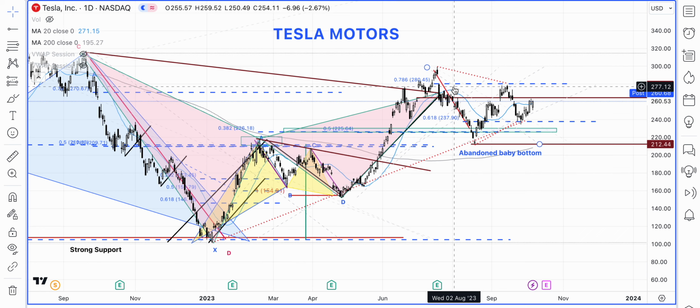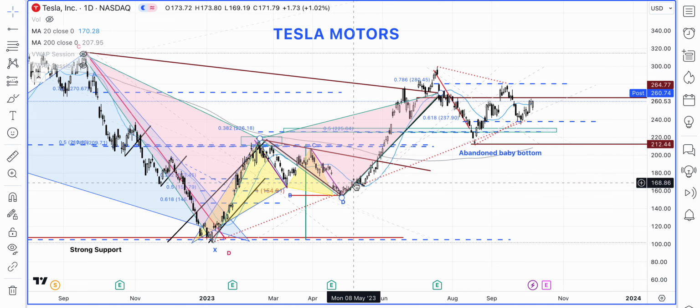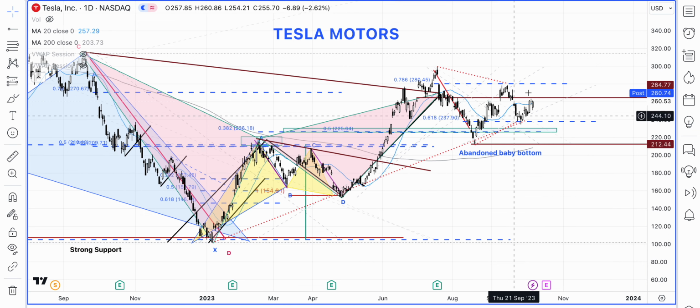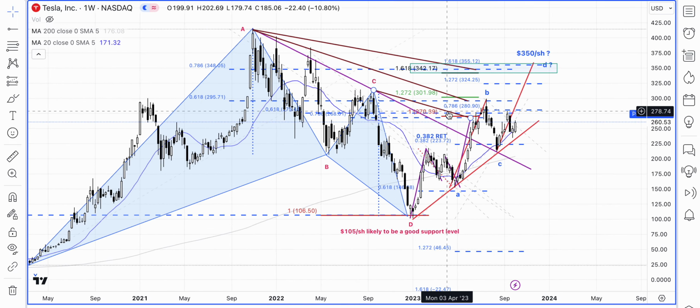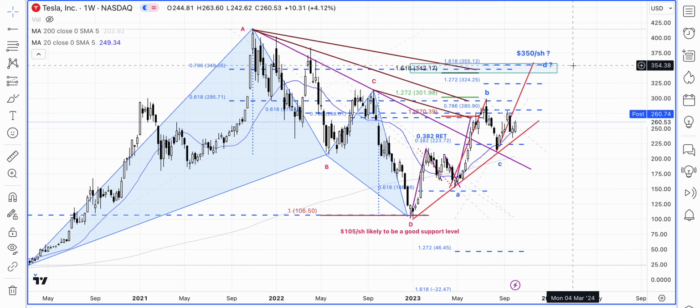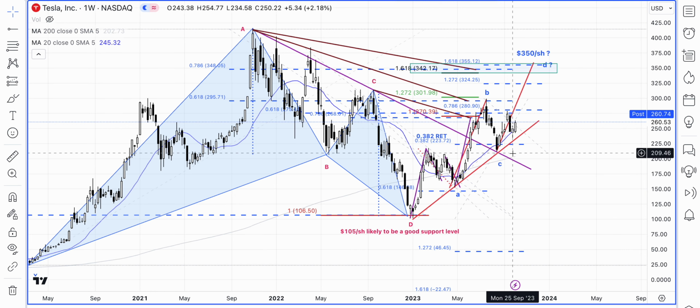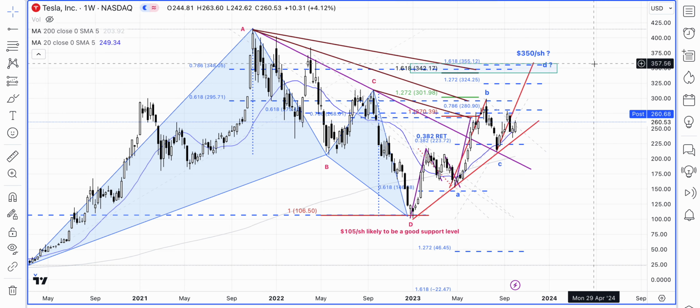The pattern that we are watching is that as long as this level of $212, $210 roughly speaking, is held, so this abandoned baby bottom is held, we think we are in an ABCD pattern formation higher, which could in fact take us to about the $350 per share level. So this is the weekly chart, and here the next target for us, as long as this support is held at $210 per share level roughly speaking, is $350 per share, and that level could be pretty strong resistance when the market gets there.